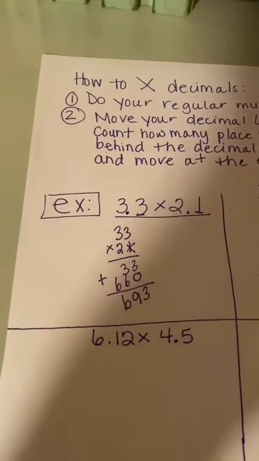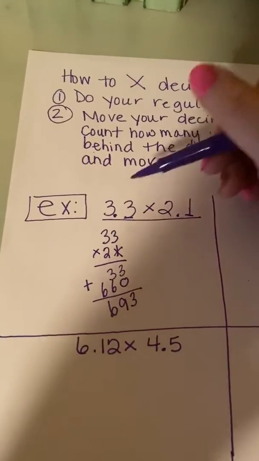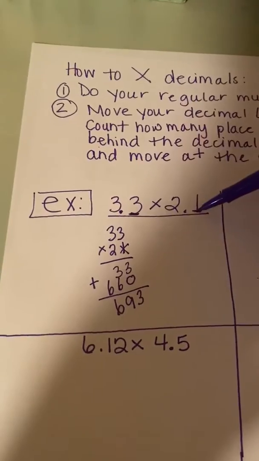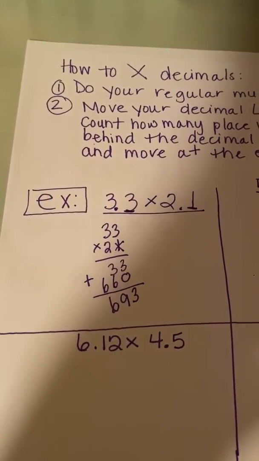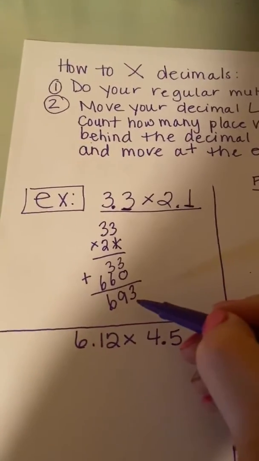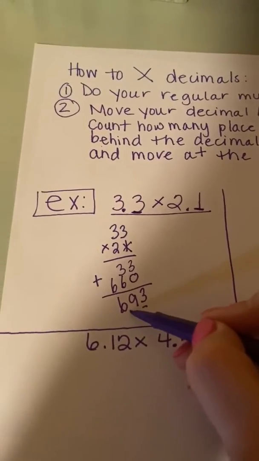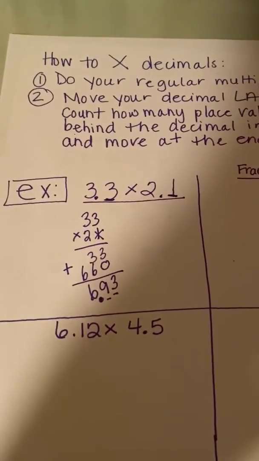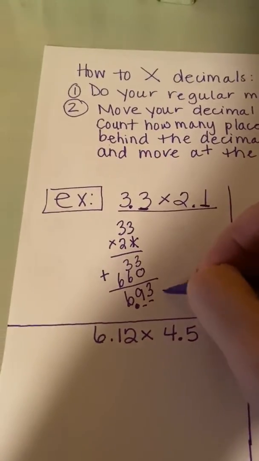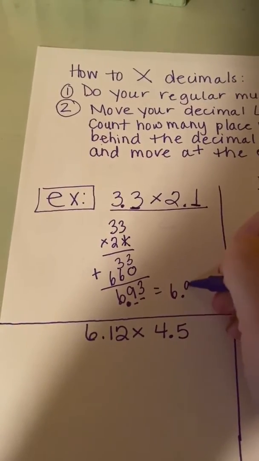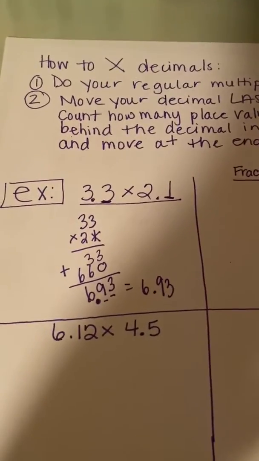Now I have an answer, but now I move the decimal. Here's what I'm talking about. Here's 1 digit after the decimal. Here's another digit after the decimal, which makes 2. So when I go to my answer, I know there needs to be 2 digits after the decimal. So my answer becomes 6 and 93 hundredths.